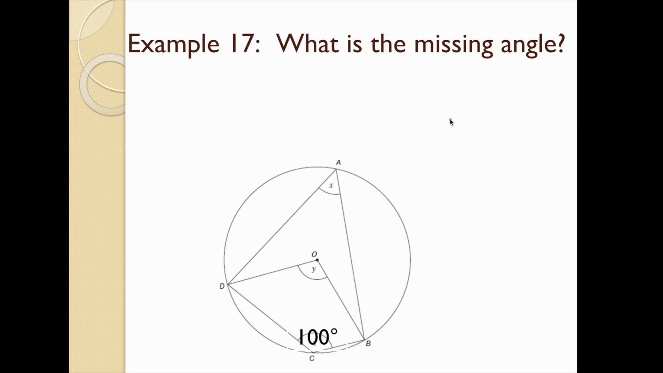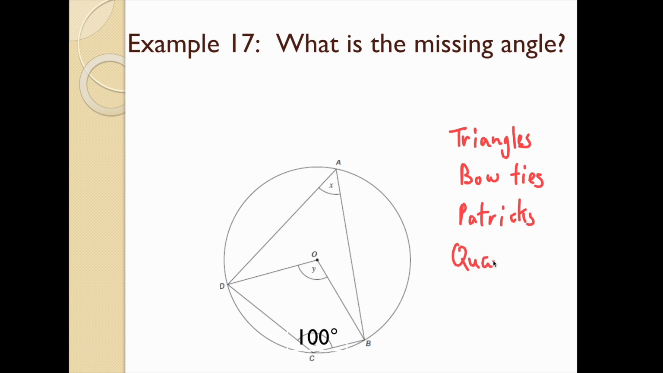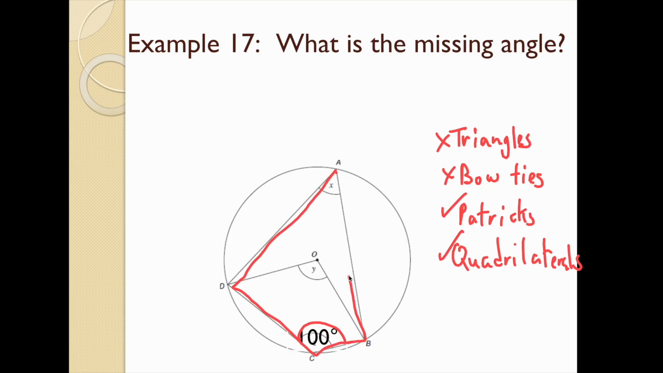With this one, we check again, same concept: triangles, then bow ties, then Patricks, then quadrilaterals, cyclic quadrilaterals. Do we have any triangles here? Nah. Any bow ties? Nah. Any Patricks? Yup. Any cyclic quadrilaterals? Yup. What you notice is that this 100 here is part of the cyclic quadrilateral, and once the angles are opposite each other, they should add up to 180. So if this is 100, 180 take away 100 is 80. So the angle here should be 80 degrees.